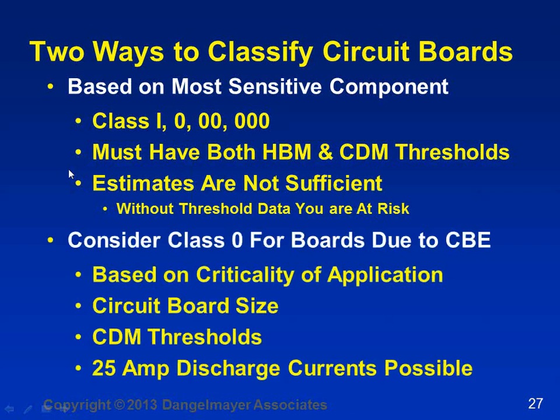Another consideration is to classify circuit boards as Class 0 because of the charged board event. Other considerations include these that you see here. One would be the criticality of the application. Also, the board size. If it's a small circuit board, it is less of a risk. The discharge currents won't be as high. A large board, on the other hand, is problematic. Also, using the CDM data and knowing that you could see 25 amp discharges.